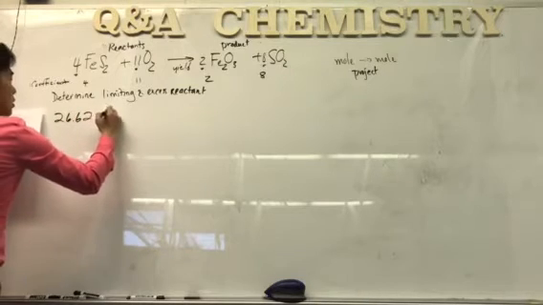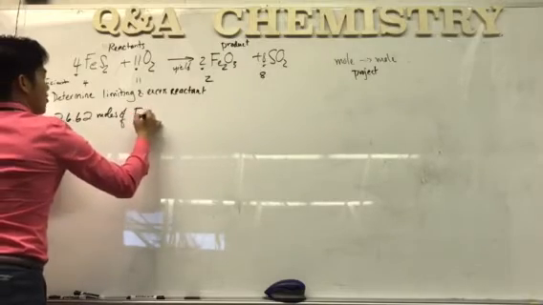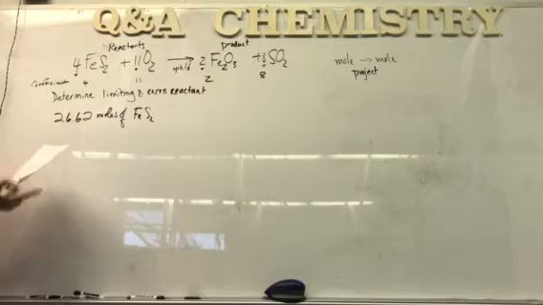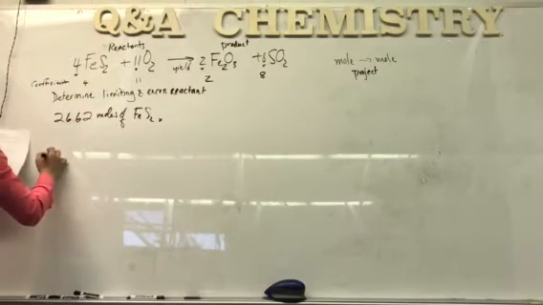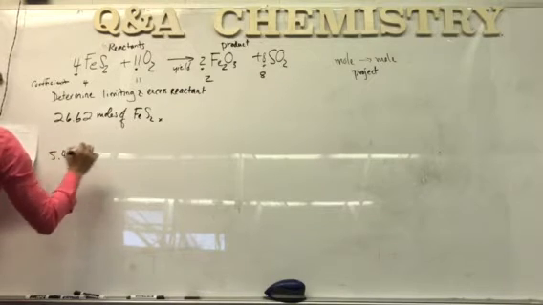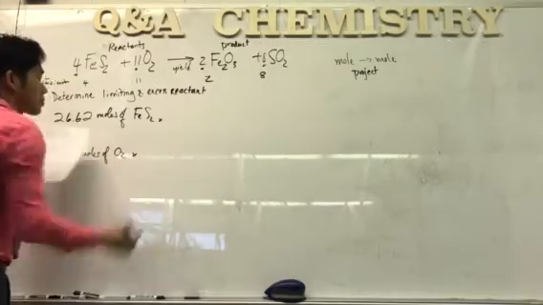So when 26.62 moles of FeS2. As you can see, I'm writing down what is given. I'm doing 2 different ones just to see which one will be my limiting reactant. Moles of oxygen.